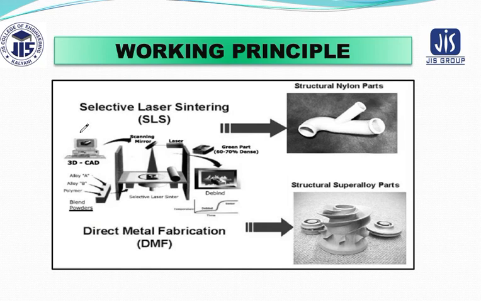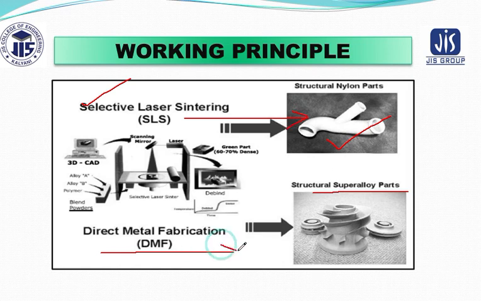So you can see selective laser sintering, and these are structural nylon parts that have been produced, and this is a structural part that has been produced from super alloy material. So this is direct metal fabrication, and this is selective laser sintering. With the help of that you are getting the desired product, and with the direct metal fabrication process, DMF, you are getting this particular product.